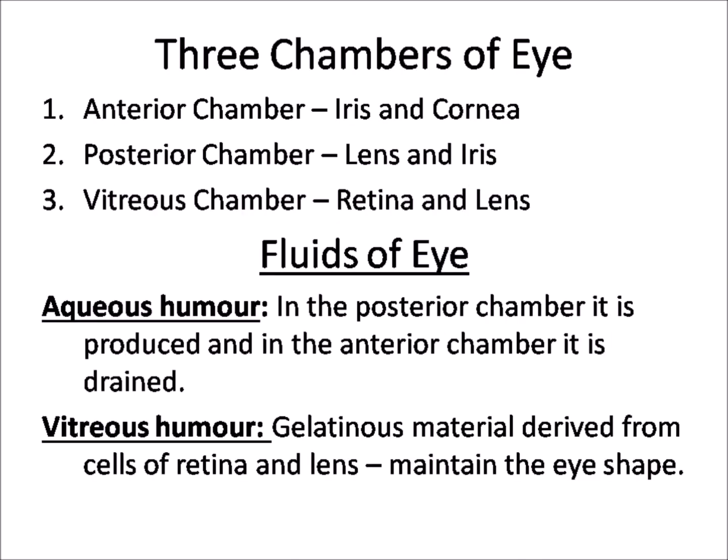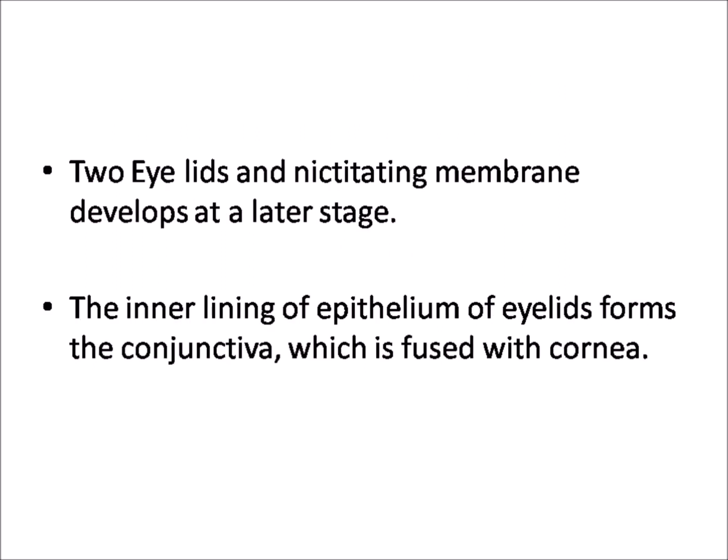Chambers and fluids of the eyes are formed. There are three chambers of the eye: the anterior chamber between the iris and cornea, the posterior chamber between the lens and iris, and the vitreous chamber between the retina and lens. The fluids of the eye are aqueous humor and vitreous humor. Aqueous humor is produced in the posterior chamber and drained in the anterior chamber. The vitreous humor is a gelatinous material derived from cells of the retina and lens, which maintains the eye shape.